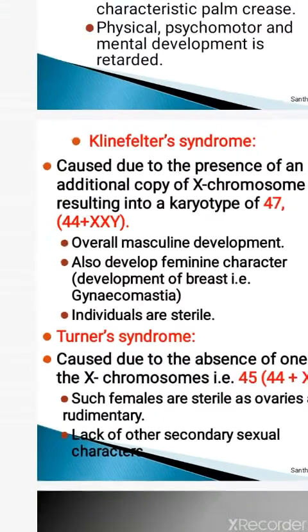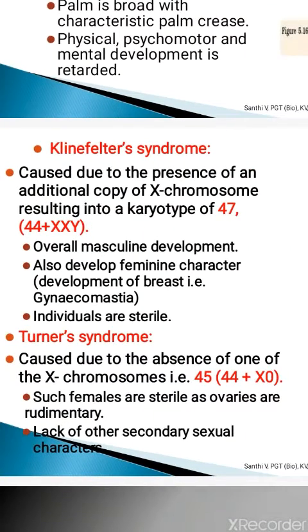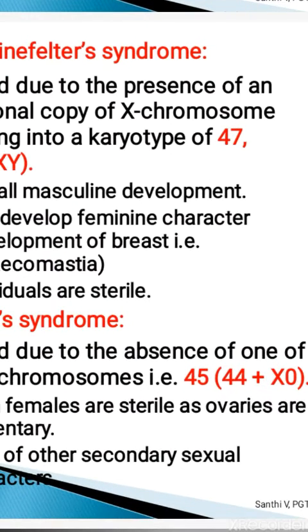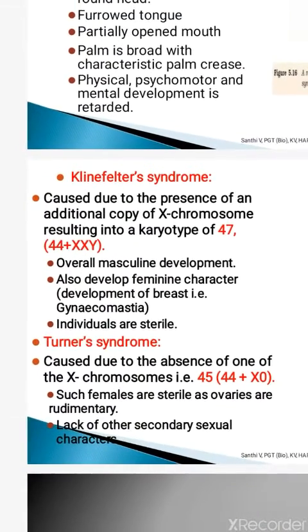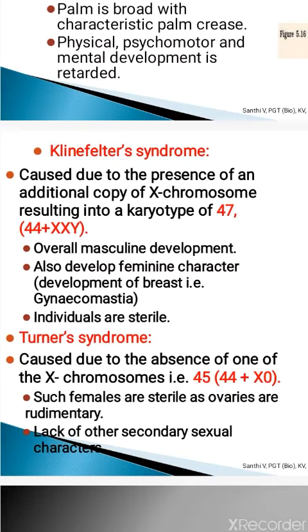Turner syndrome is caused due to absence of one of the X chromosomes. Means in Klinefelter the X chromosome is extra, but here the X chromosome is not there. So that's why you write that as XO. Here the chromosome number will be 45 because one number is decreased, 2n minus 1. This is 2n plus 1, this is 2n minus 1.